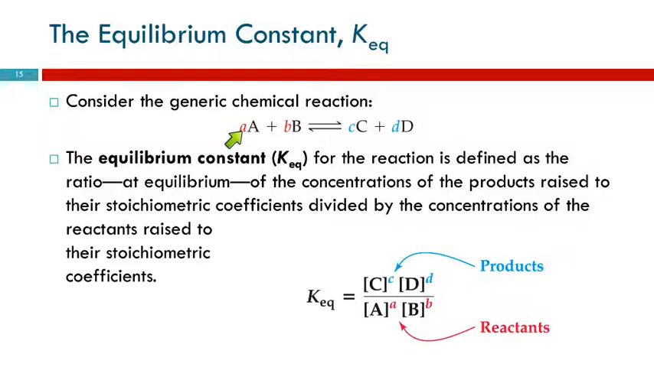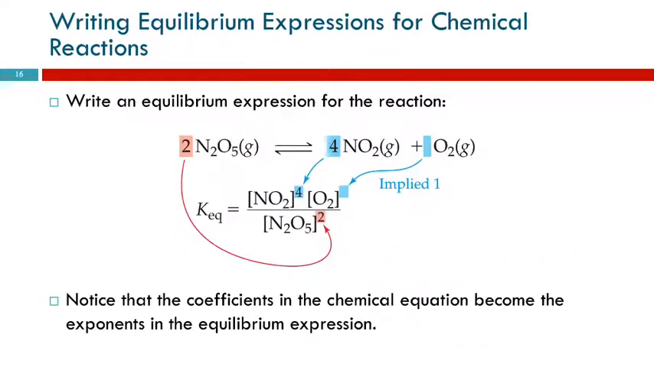And wherever there are coefficients, those become the exponent on that concentration. So if this was 2A, then the concentration of A would be squared. Okay? So it's the concentration of the products raised to a power equal to their stoichiometric coefficient divided by the reactant concentrations raised to their coefficients. And what we find is that that number is a constant. You can mess around with the equilibrium, but the constant will remain the same.